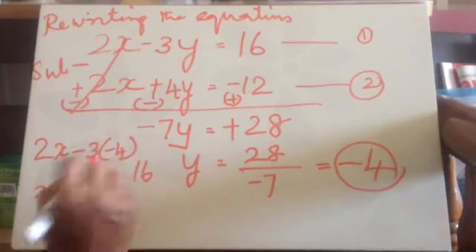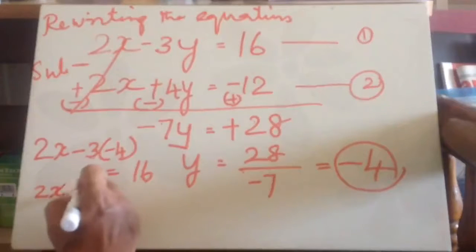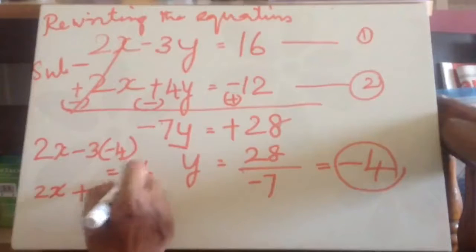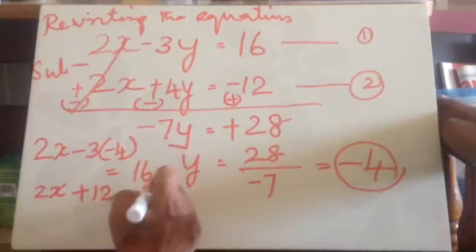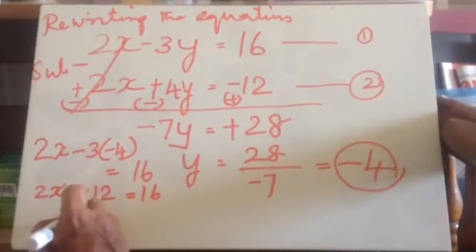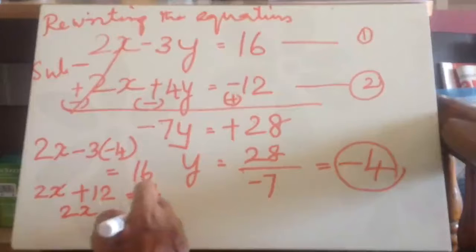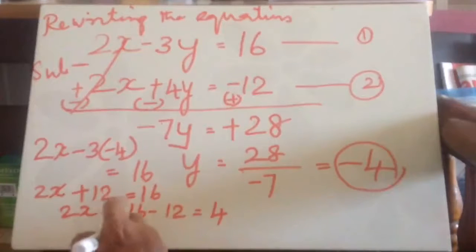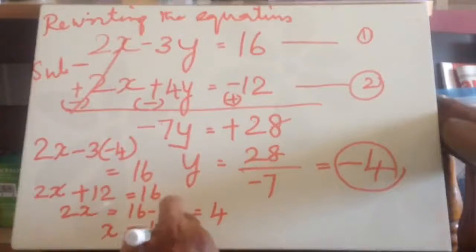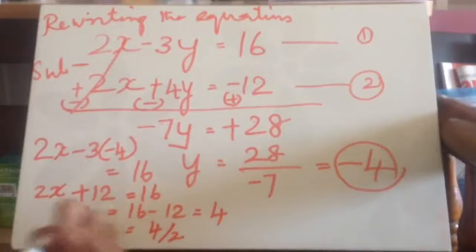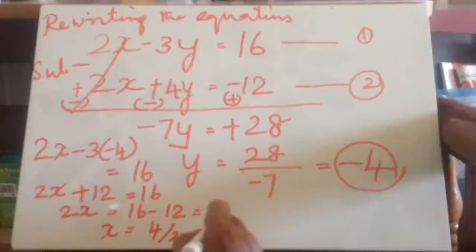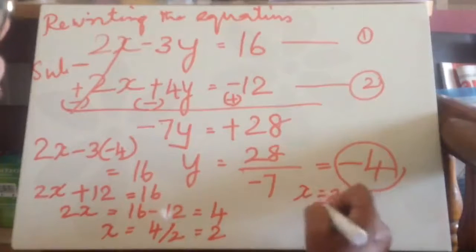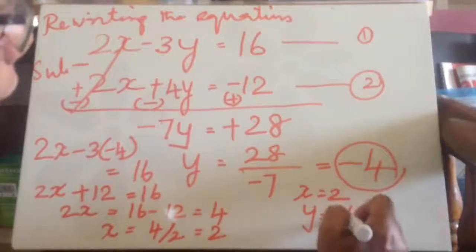Can you expand this? 2x minus 3 into minus 4 is plus 12. Minus into minus is 12. So this is 16. So 2x is equal to 16 minus 12, that is equal to 4. And what is x now? 4 by 2. The multiplication by 2 becomes a division. It's equal to 2. So the answer is x is equal to 2 and y is equal to minus 4.